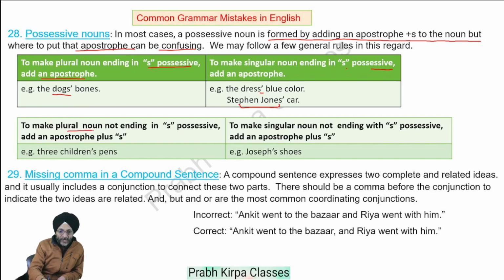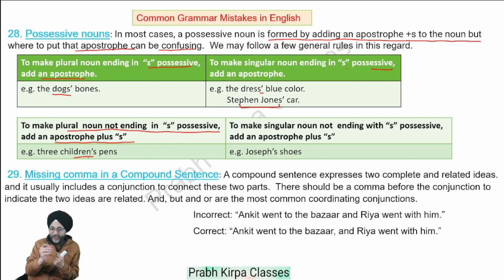To make a plural noun not ending in s possessive, add an apostrophe plus s. Here you will see children is a plural noun. Child, children. That is more than one child. Here, when we want to make this noun possessive, we add apostrophe s as the noun does not end in s. Next, to make a singular noun not ending with s possessive, add an apostrophe plus s. Joseph's shoes.